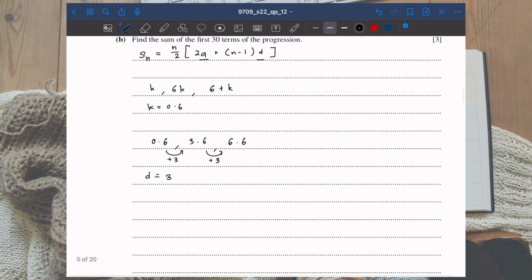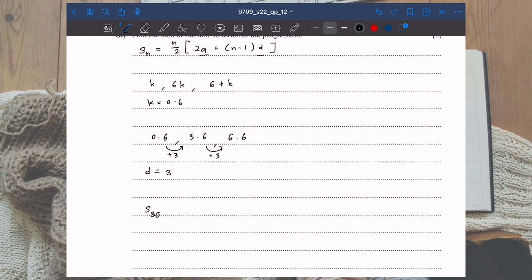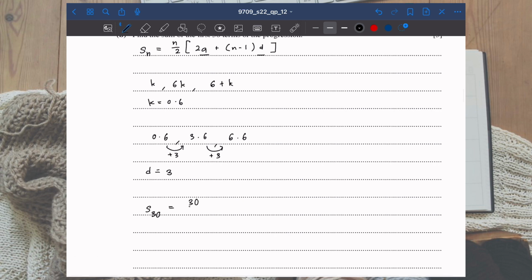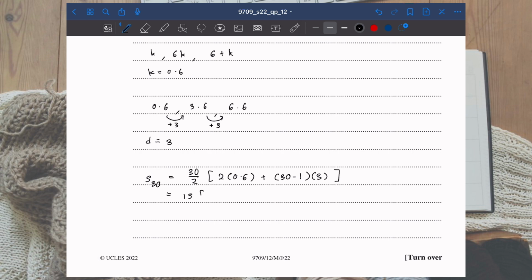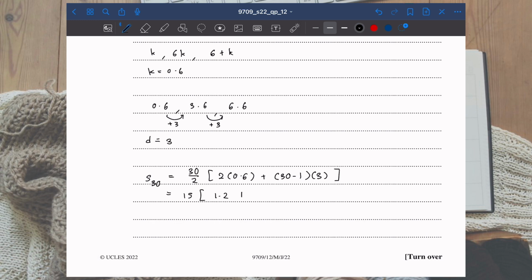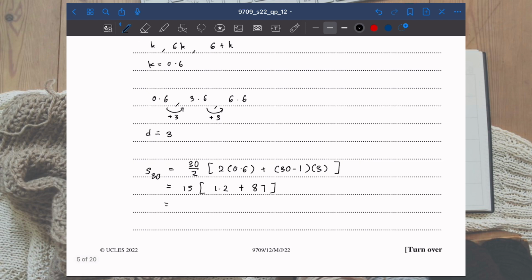So we want the sum of the first 30 terms. So our S30 will be 30 over 2 times (2 times a, which is 0.6, plus (30 minus 1) times 3). So 15 times (1.2 plus 87). And you'll get 1323. So that is your answer for part B.